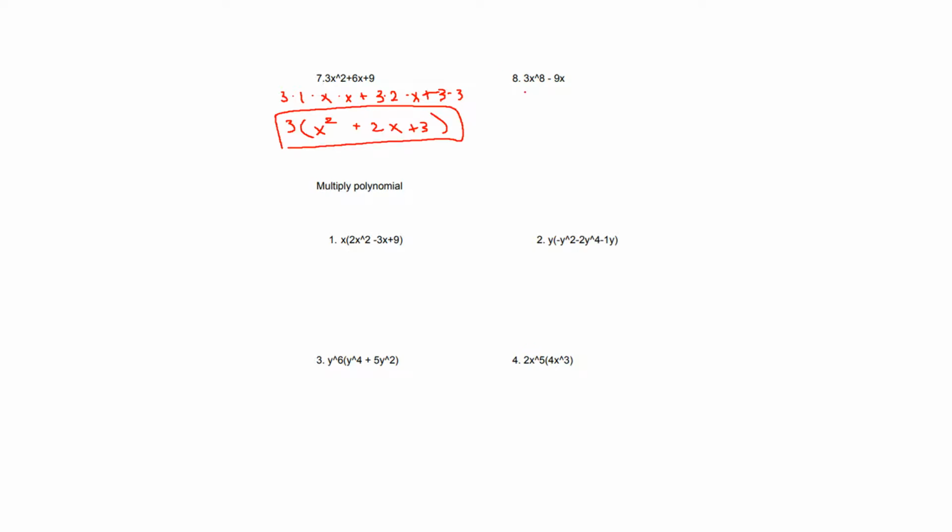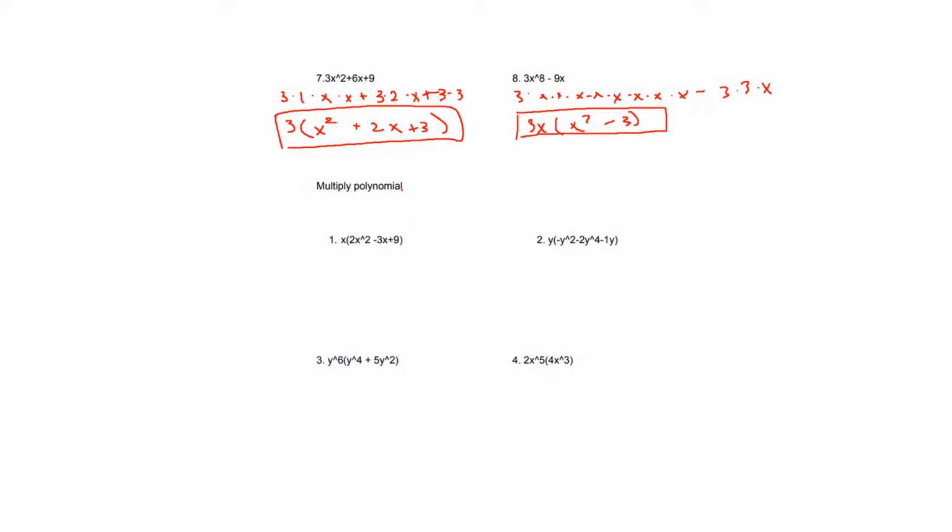Number 8, this is 3 times x times x times x times x times x times x times x times x minus 3 times 3 times x. And if we look, the greatest common factor is just 3x. So if we were to pull that out, it would be 3x times x to the power of 7 minus 3. And that's your answer for number 8.